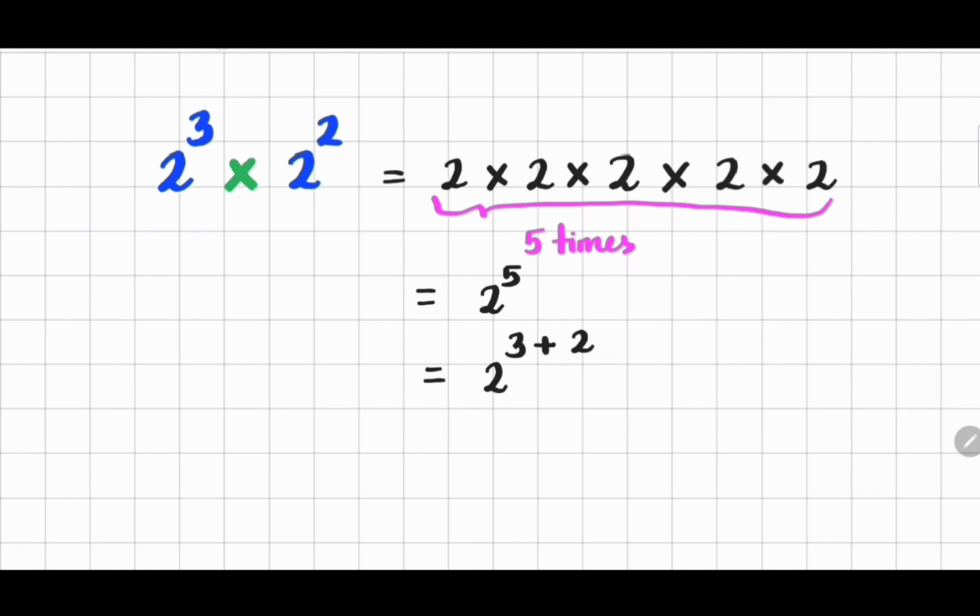We observe that the base of 2 cube and 2 square is the same, that is 2, and the sum of the powers is 5. So we can write 2 cube times 2 square as 2 power 3 plus 2.